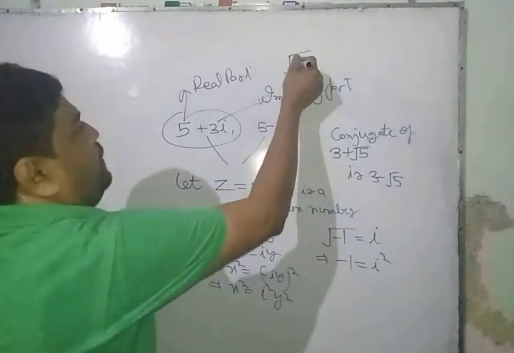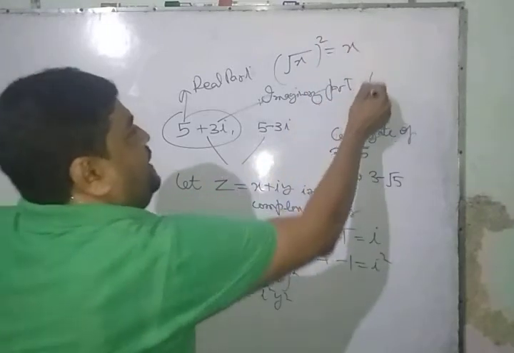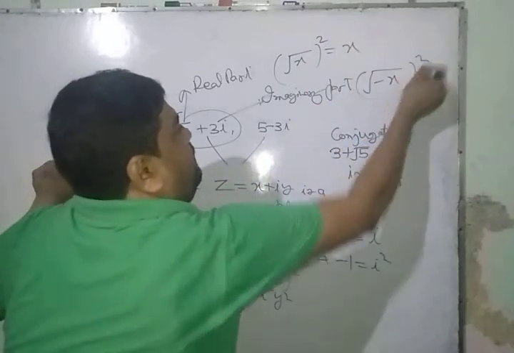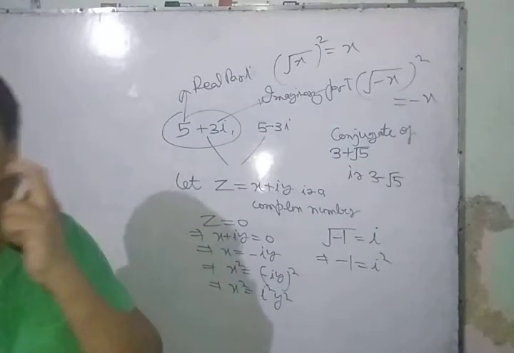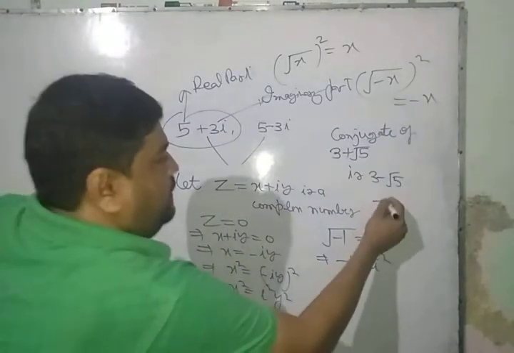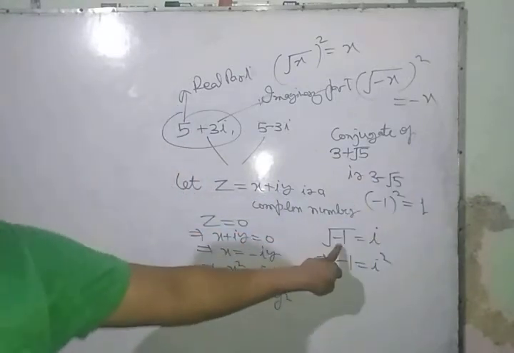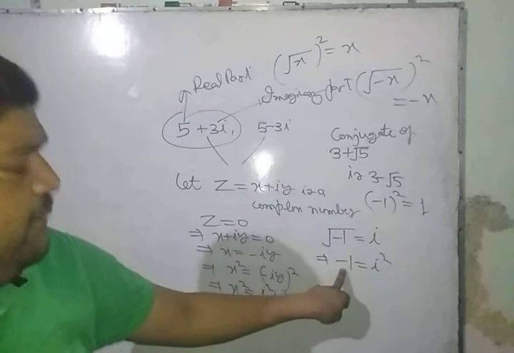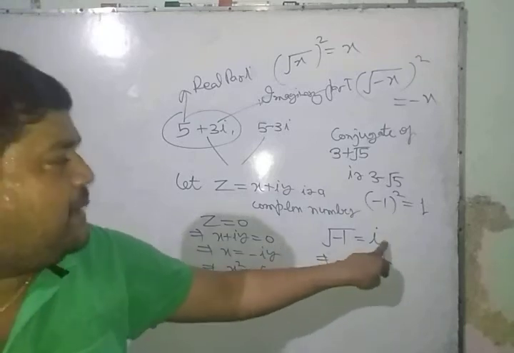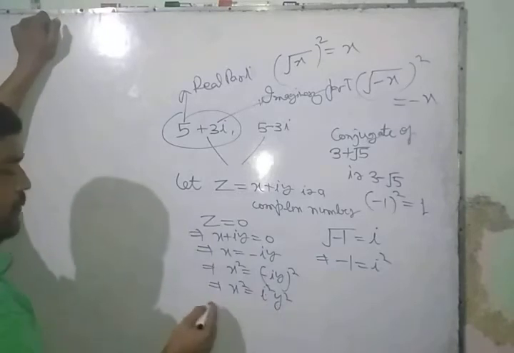Because if we find the square root of x squared, we will get x. If we find the square root of minus x squared, we will get minus x. If we find the square of root minus 1, then you will get 1. But if we find the square of root minus 1, you will get minus 1. So root minus 1 is i, and minus 1 is equal to i square. So i square is equal to minus 1.